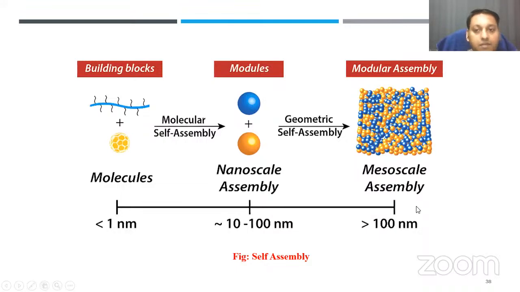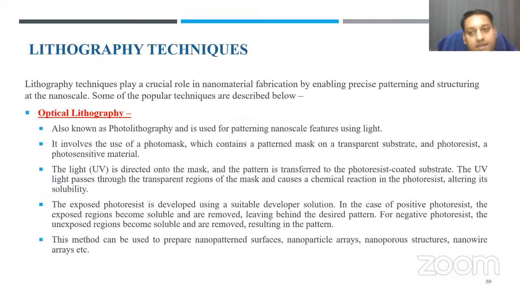Okay, this kind of method is used in assembly, the self assembly technique. Now we come to the lithography technique. Lithography techniques play a crucial role in nanomaterial fabrication, especially semiconductor fabrication. Different types of lithography are used: optical lithography, electron beam lithography, nano imprint lithography, and so on. What is optical lithography?